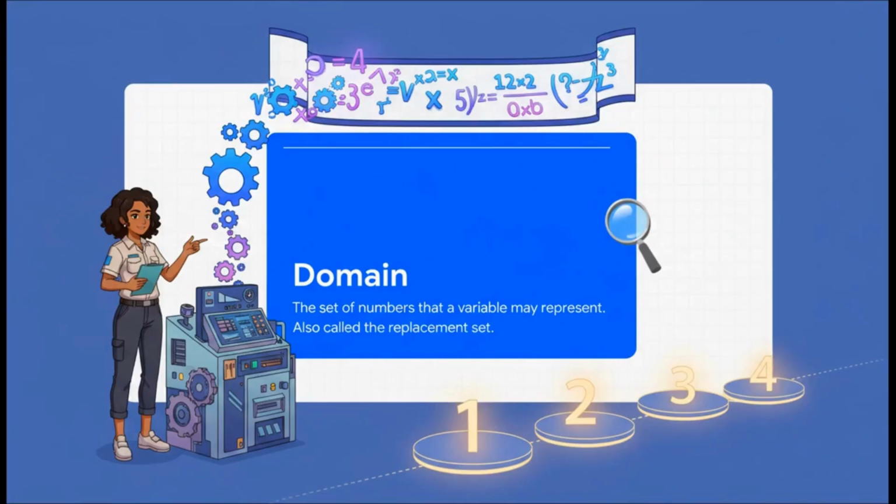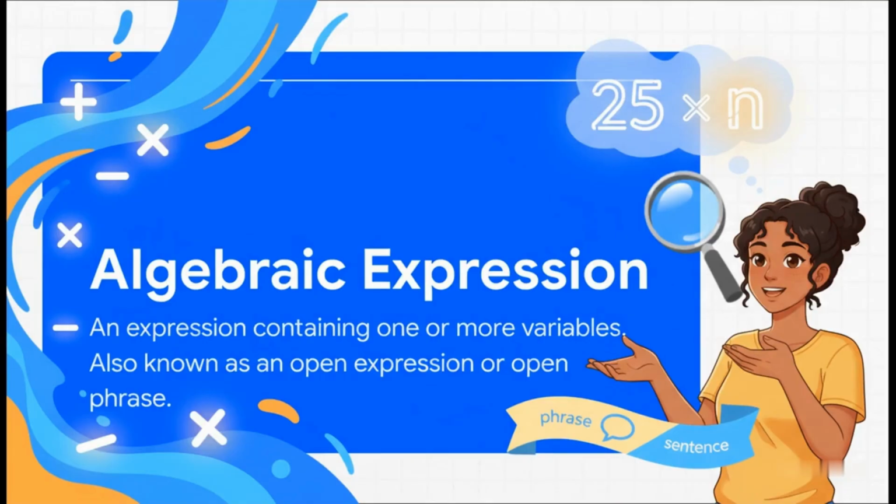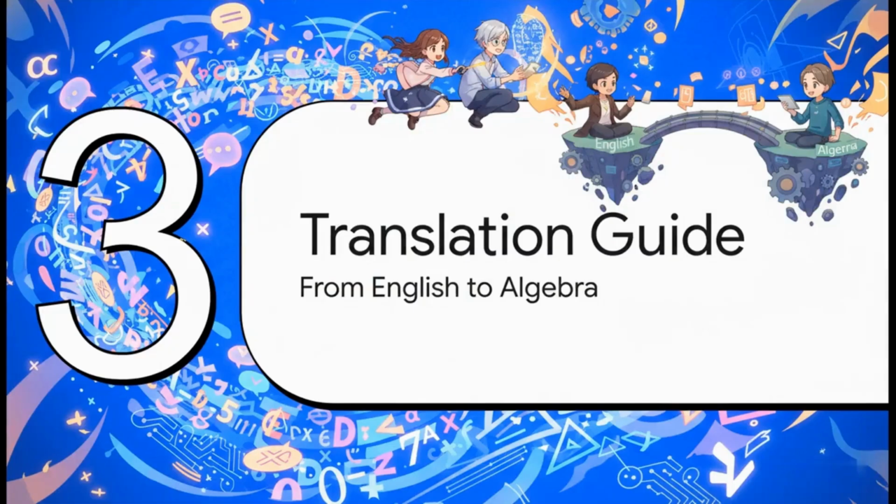Now, every variable has something called a domain. Don't let the fancy word fool you, it's just the set of numbers that the variable is allowed to be. For example, if C represents the number of cookies in a jar, its domain is whole numbers. Why? Well, you can't have half a cookie or a negative cookie. And when you combine these variables with numbers, you create an algebraic expression. This is basically our version of a phrase or a sentence. Something like 25 times n, for instance, is an expression. It's describing a relationship.